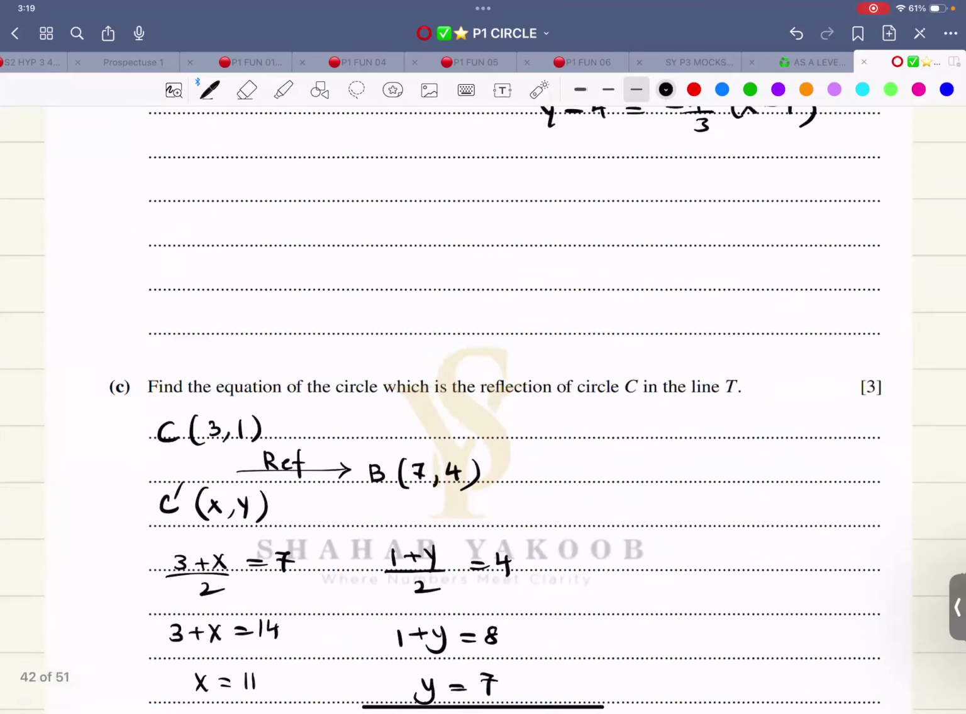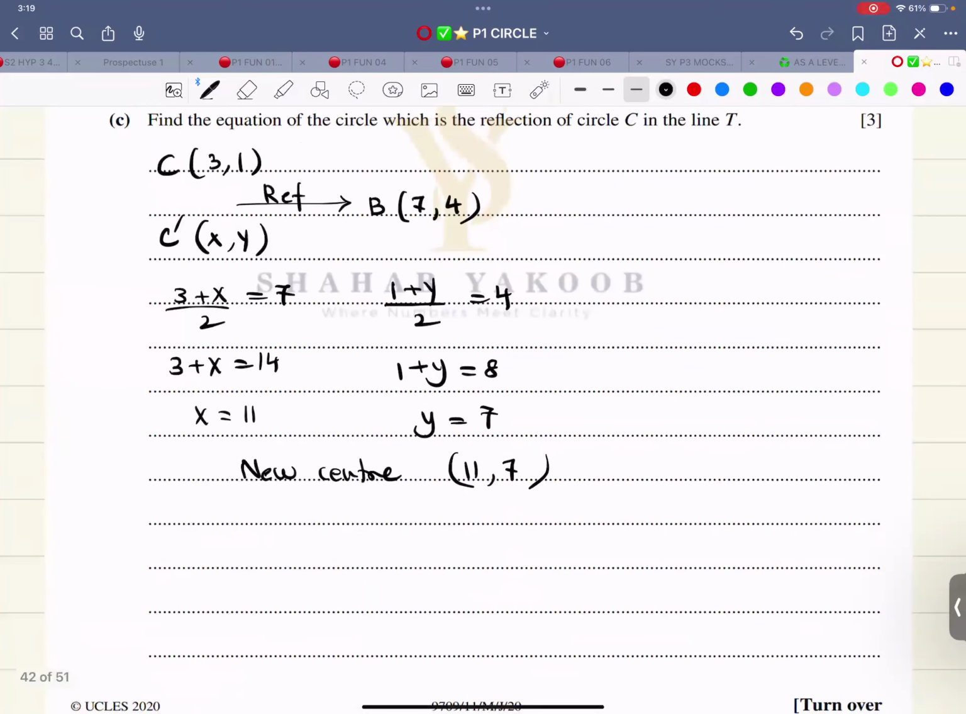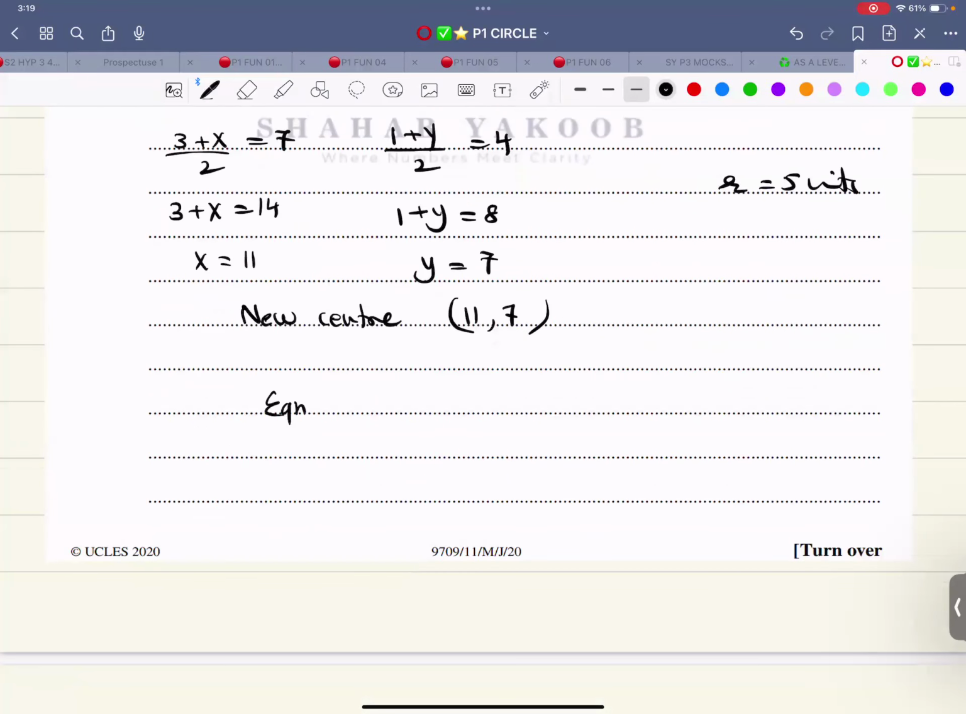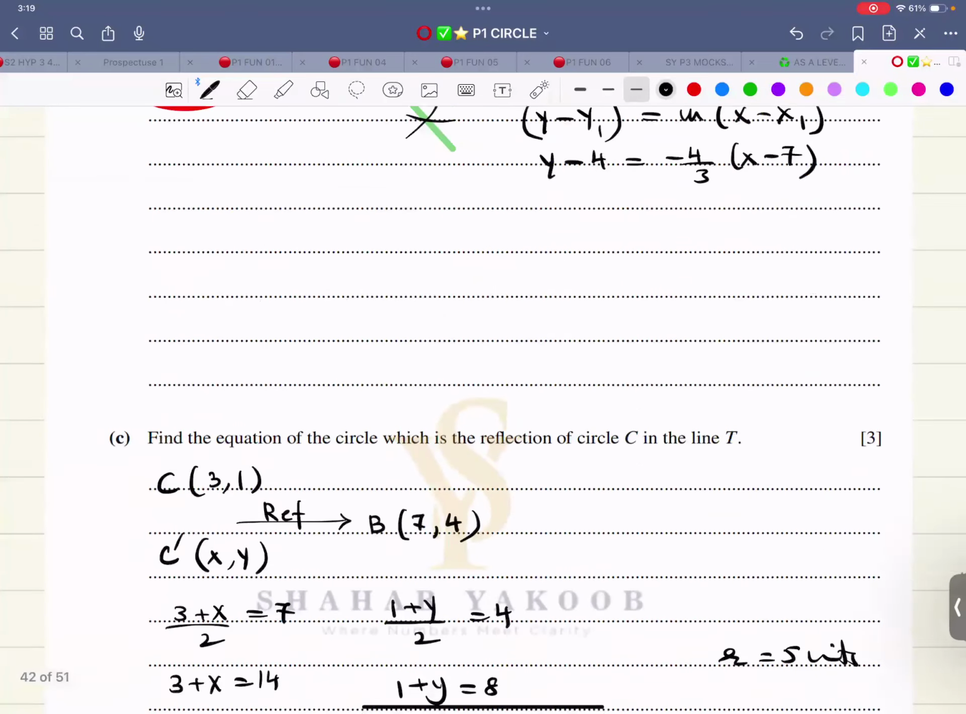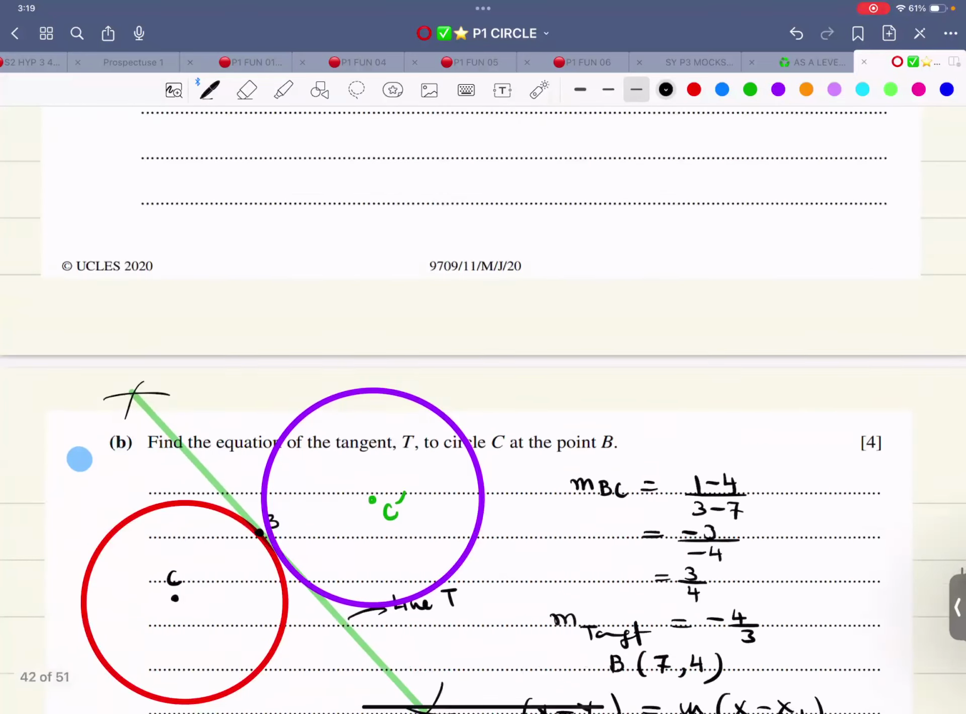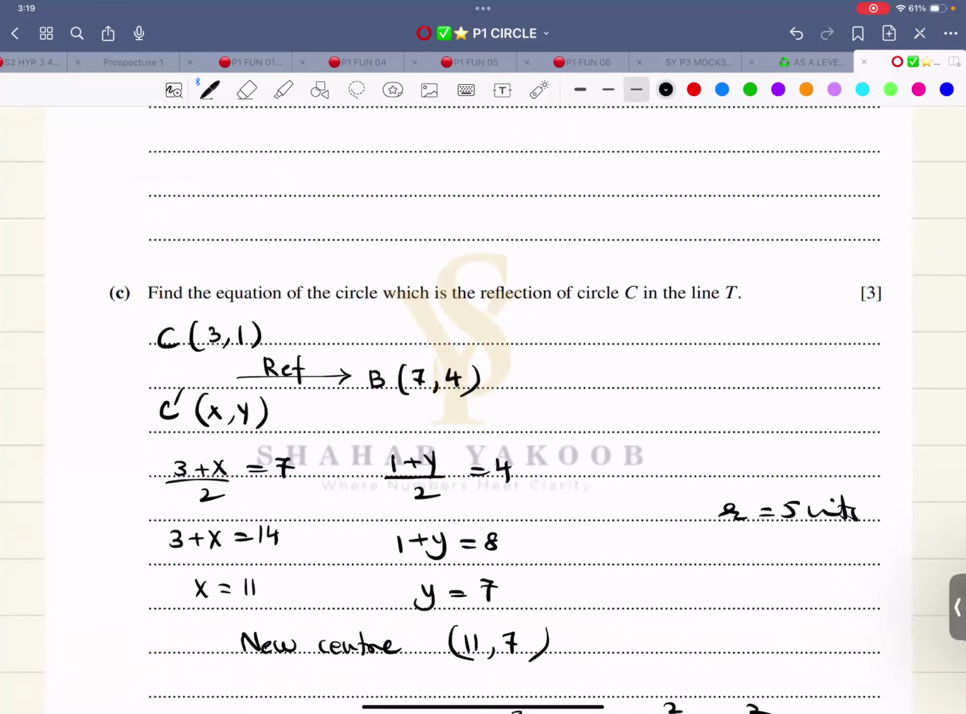The radius is unchanged in reflection. So the radius is the same as before, which is 5 units. Therefore, the equation of the circle is what? (x minus h), so (x minus 11) whole square, plus (y minus k), (y minus 7) whole square, is 5 squared. That is the equation of the circle. So that is the second question that I have done.